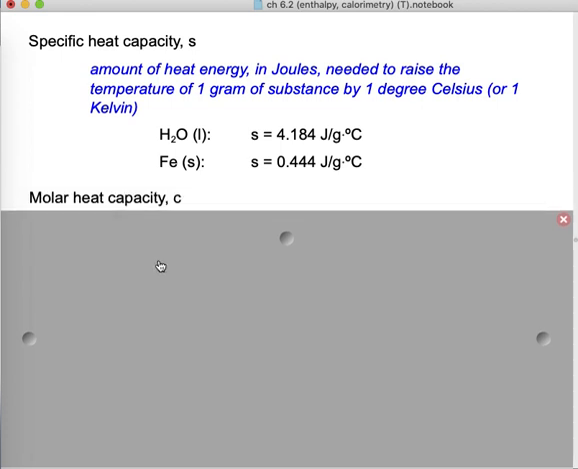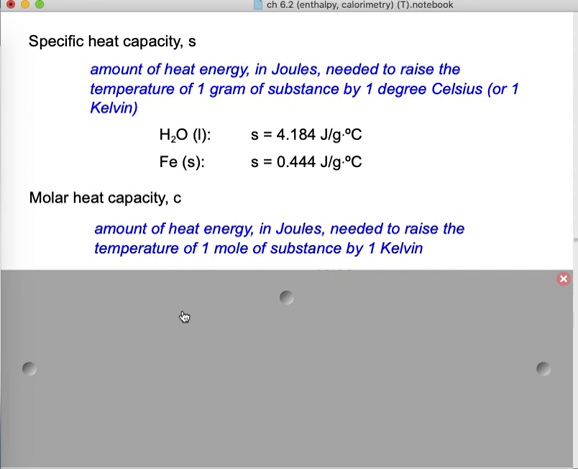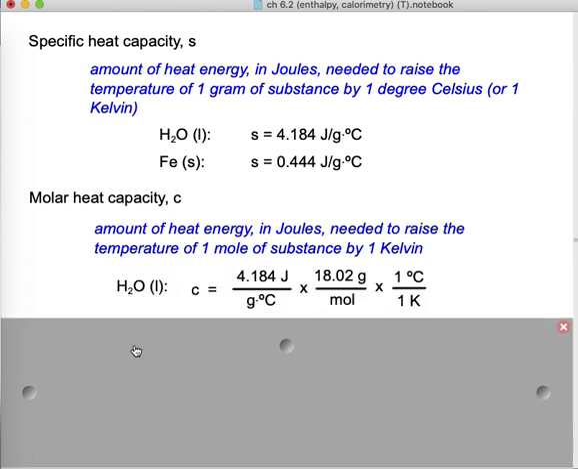We can also calculate the molar heat capacity, which is very similar. It is the amount of heat energy in joules needed to raise the temperature of 1 mole of a substance by 1 Kelvin. Well, what's the relationship between grams and moles of a substance? The molar mass. So if I want to convert the specific heat capacity of water to the molar heat capacity, I'll simply take it and multiply it by the molar mass, so that grams cancel grams and Celsius cancels Celsius. And for some reason, it's just traditional for the temperature unit in the denominator to be Kelvin rather than Celsius.